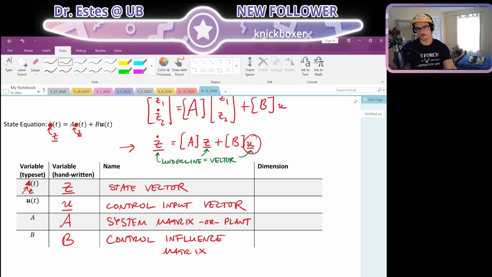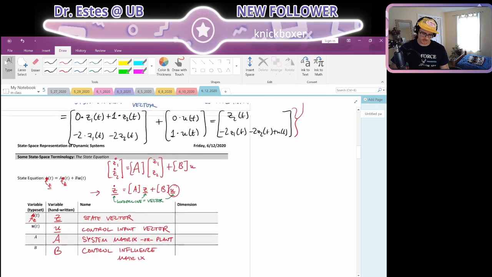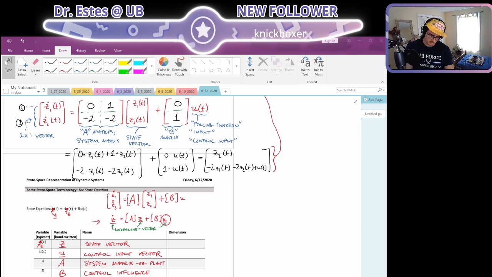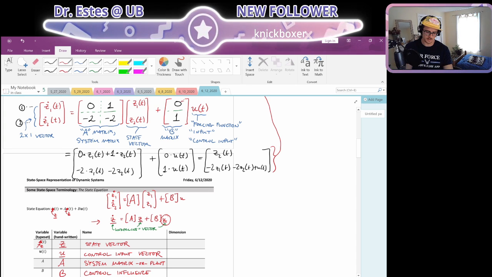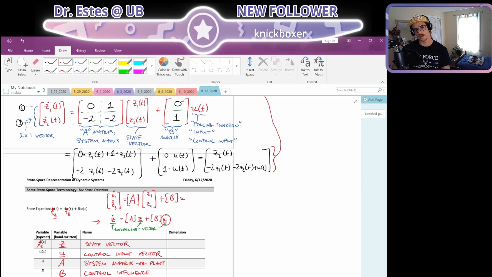So you may find from the B matrix that the control input doesn't affect certain states directly. Actually, we see that in the very first example I did. Because here's our B matrix. It has a 0 entry for the Z1 dot state. So the control input doesn't directly affect Z1. It affects Z2, and then Z2 affects Z1.